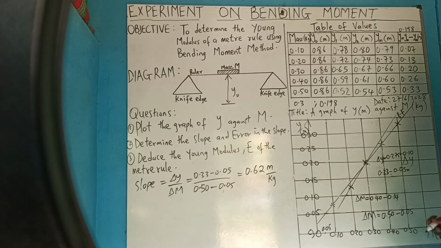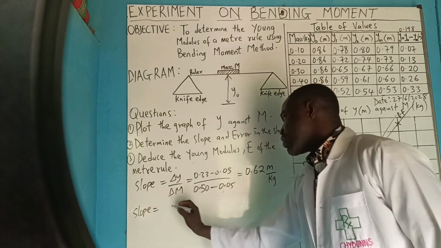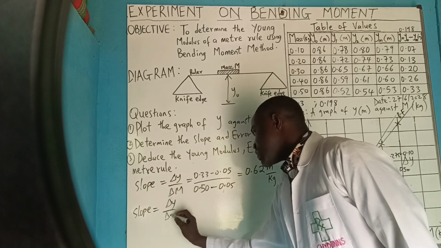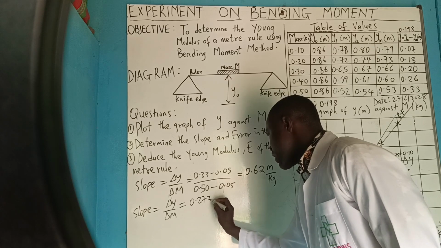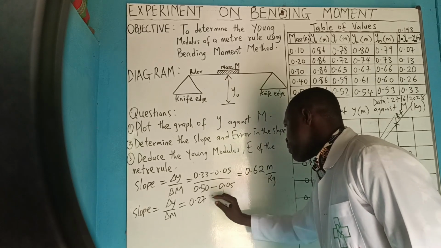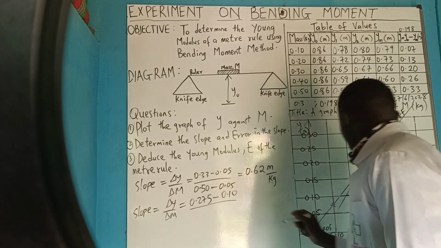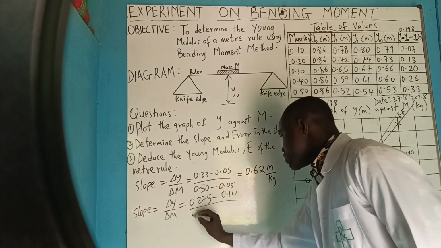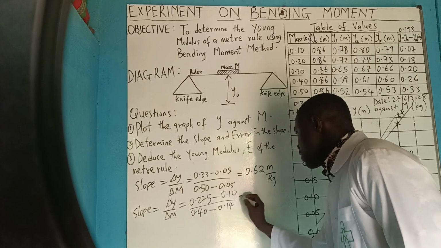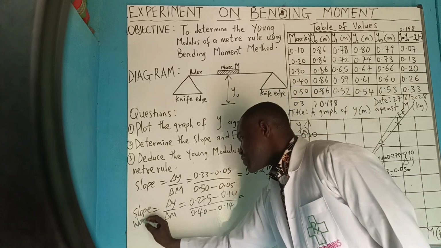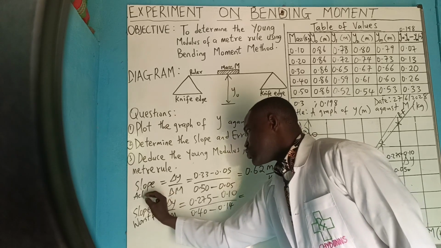we say 0.14. We say worst fit slope is equal to change in y all over change in m, and is equal to 0.275 minus 0.10 all over 0.40 minus 0.14. That is the slope of worst fit, but this is your actual slope, that is the slope of best fit.